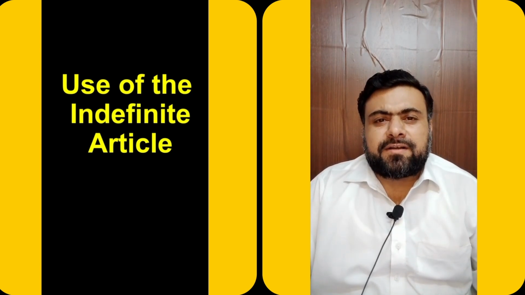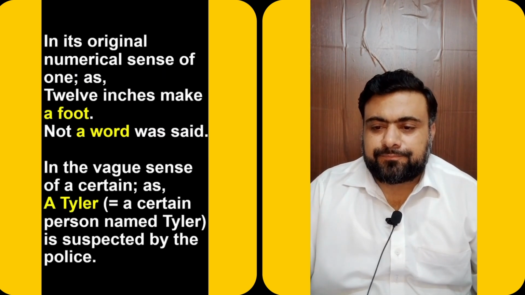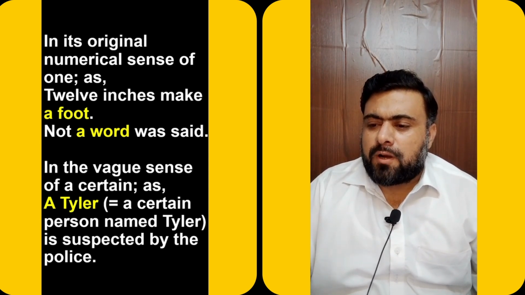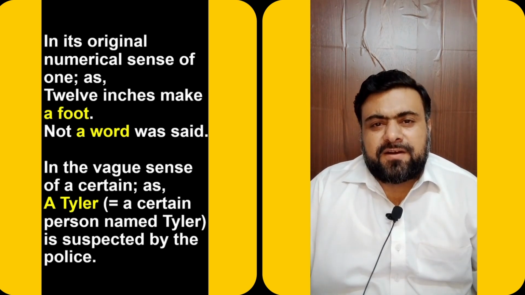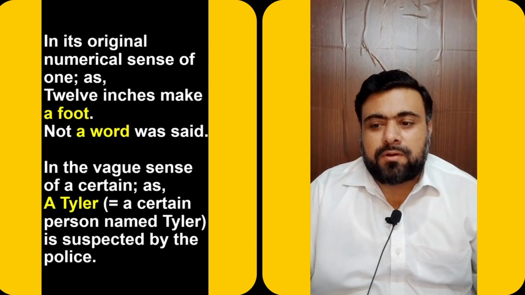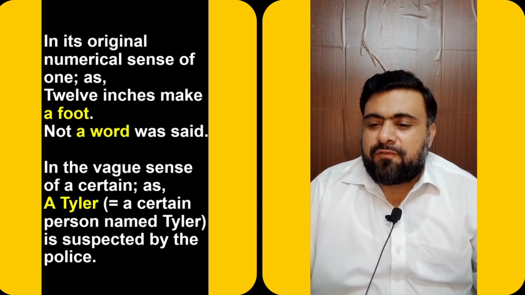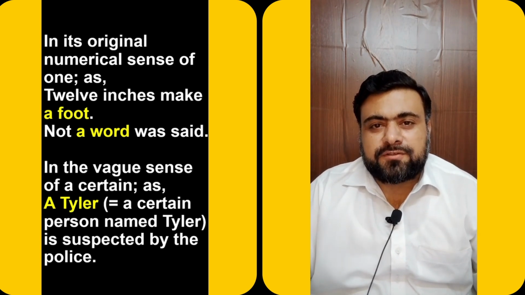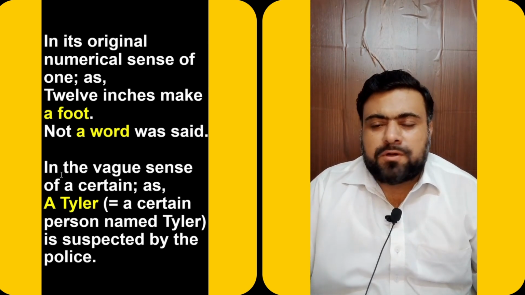Use of the indefinite article, a or an. In its original numerical sense of one: twelve inches make a foot, not a word was said. First and foremost, a or an are used to represent the number one. If I say a book, I mean one book. Twelve inches make a foot. Twelve inches make one foot. One foot is equal to twelve inches. Not a word was said.